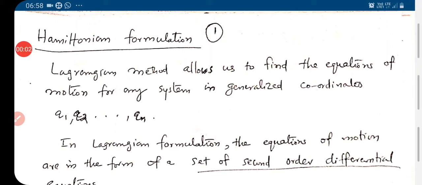So far, we were discussing the Lagrangian formulation. Now there is an alternative formulation, which is the Hamiltonian formulation, which is equivalent to the Lagrangian formulation, but has certain advantages, or it is considered to be more fundamental.